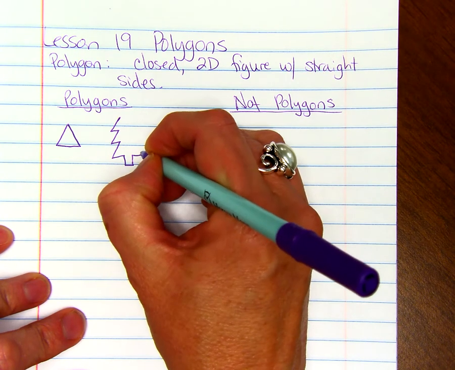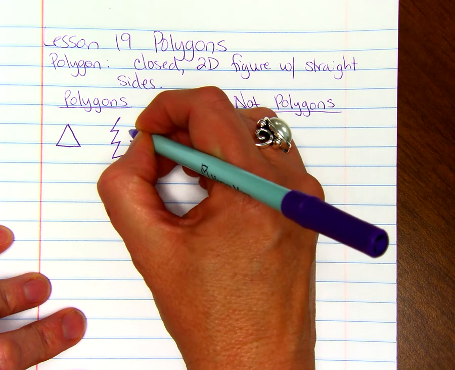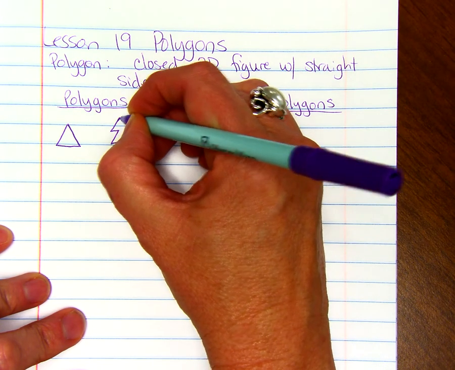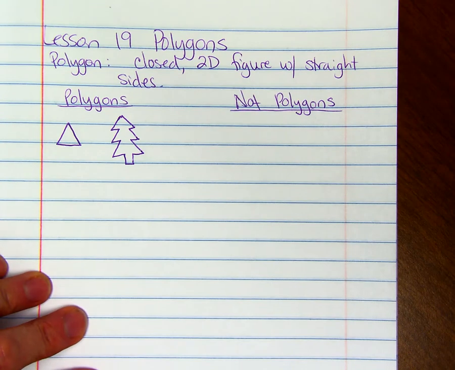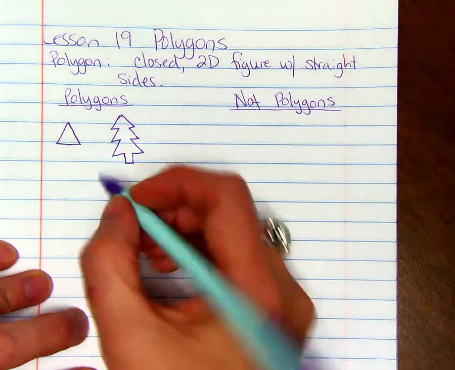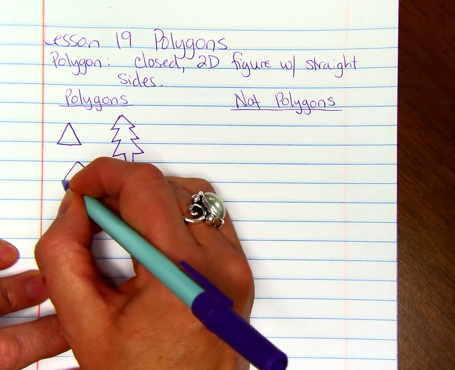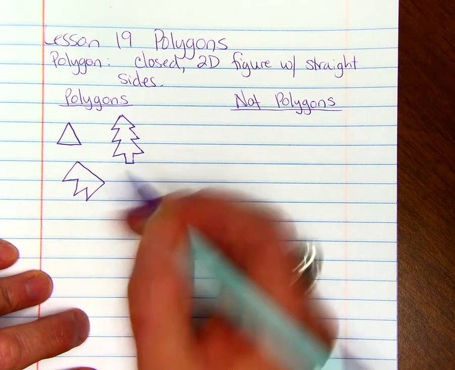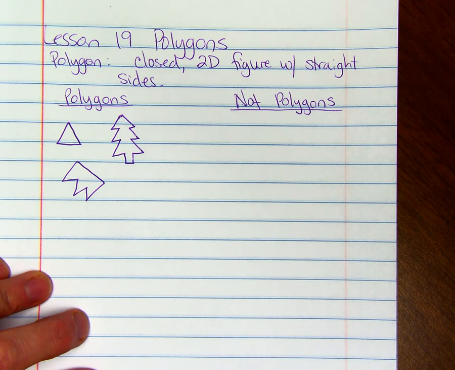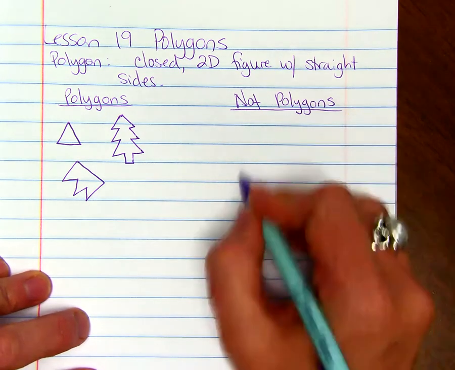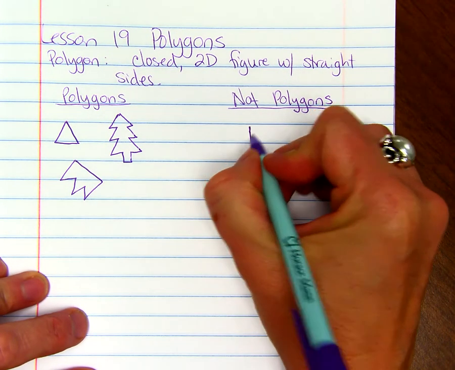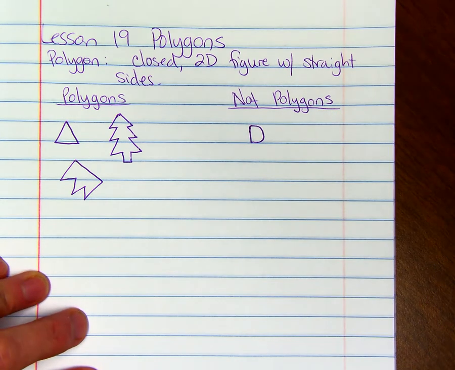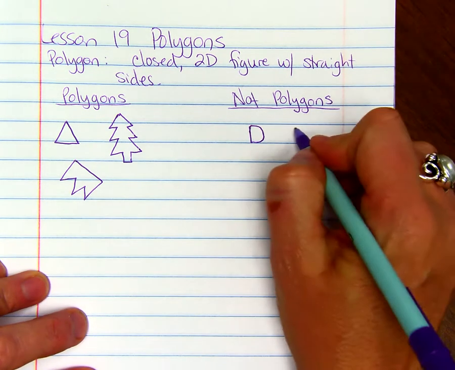This is a polygon, looks like a Christmas tree, but it has all straight sides and it's closed, 2 dimensions. Here's another one. There we go. These ones over here are going to be not polygons. So the letter D has a curvy side, so that is not a polygon.